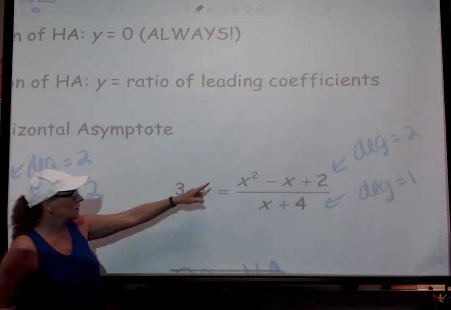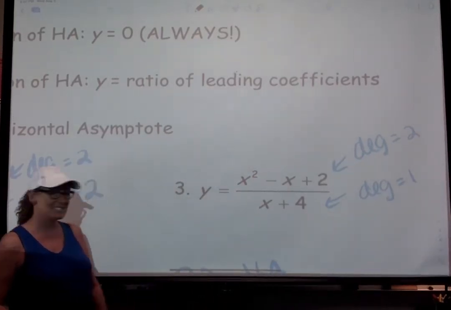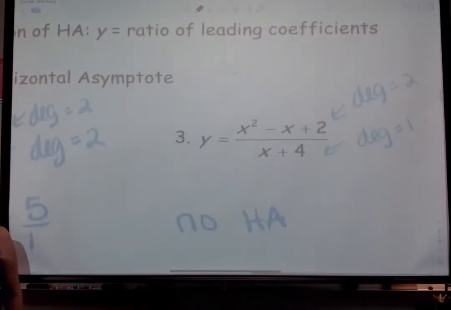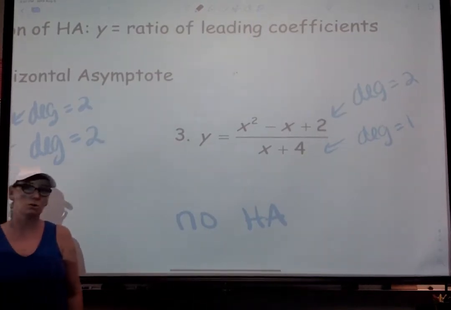Last example. Numerator degree is 2, denominator degree is 1. This is case 3. There is no horizontal asymptote. That's just the answer. There is no horizontal asymptote.